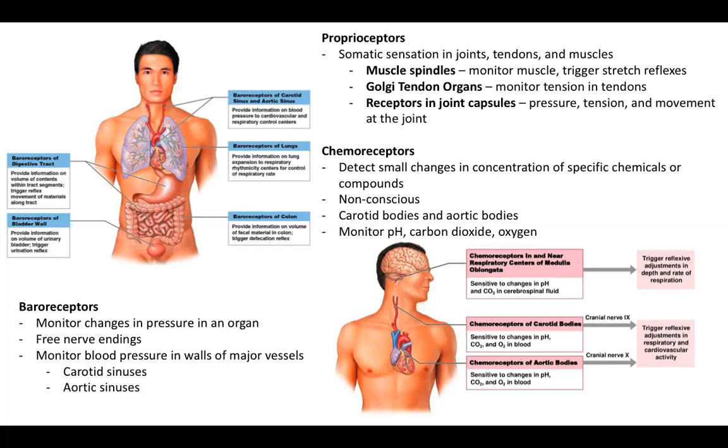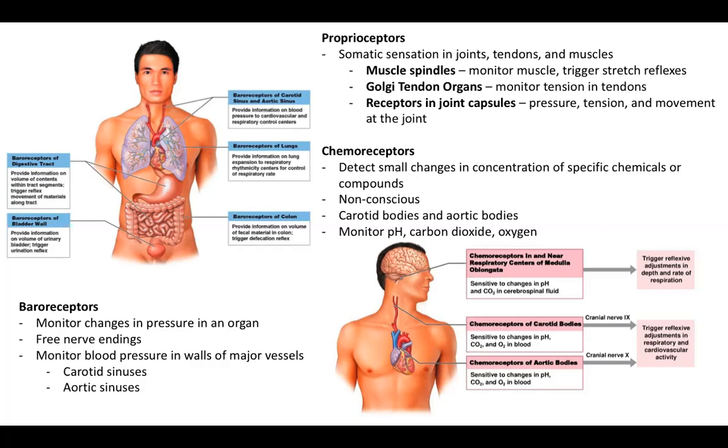Then we have receptors within the joint capsule itself. It can measure pressure, tension, and movement in the joint. Okay, and then we have baroreceptors and chemoreceptors. So chemoreceptors, they measure the concentrations of certain chemicals in our blood. So we have them in specific areas in our carotid artery and in our aortic artery, and measures pH, carbon dioxide, oxygen. Okay, these are all non-conscious things.